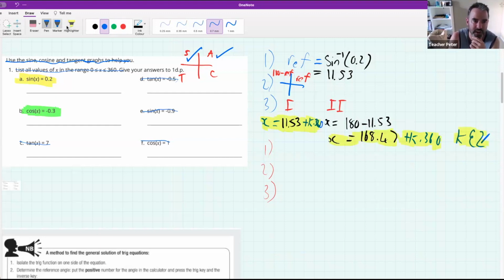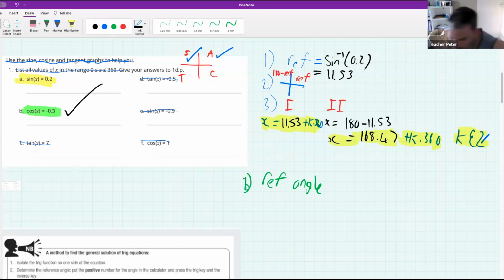Okay, let's move now to the green one. So I want to start by asking, I'm even going to change the color to green. Step 1 is always to find the reference angle. What is the reference angle for the green one, or for B? Let's start with that. And I'll wait for some answers to come through.